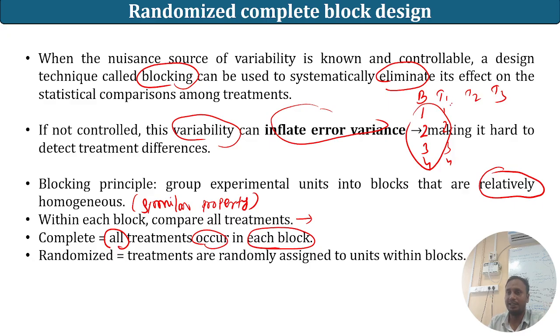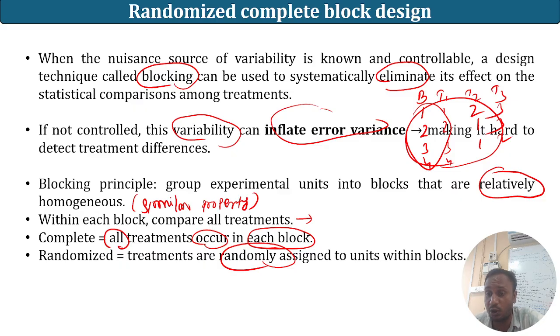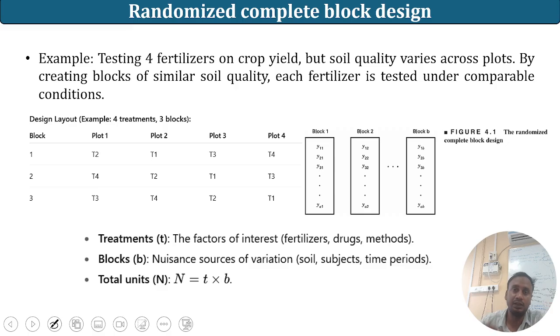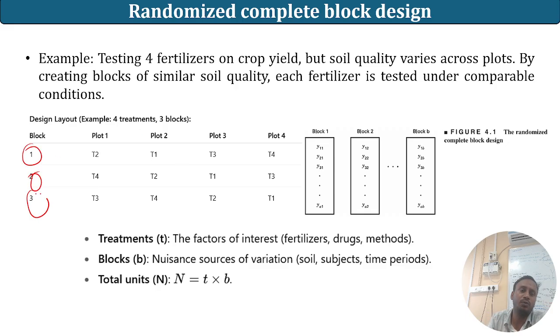So one, two, three; two, one, three; three, one, two. Then something like this we have to talk about. It should be randomized, it should be done randomly. It should not have any specified order. It should not be like this. So we can see here, we have block 1, block 2, block 3, and treatments 1, 2, 3, 4, but here again we randomized.